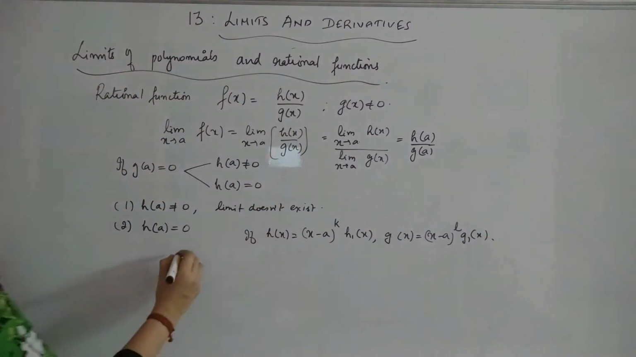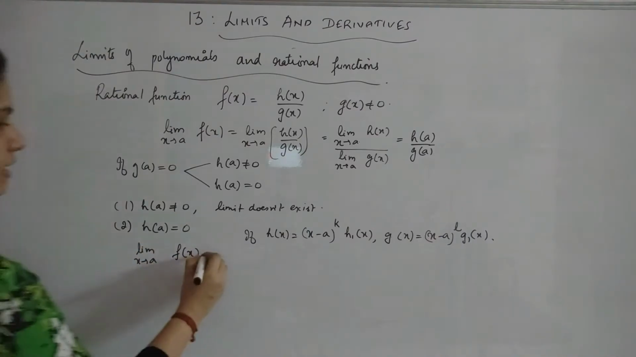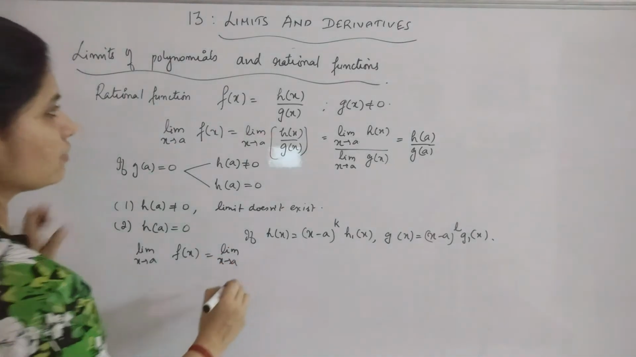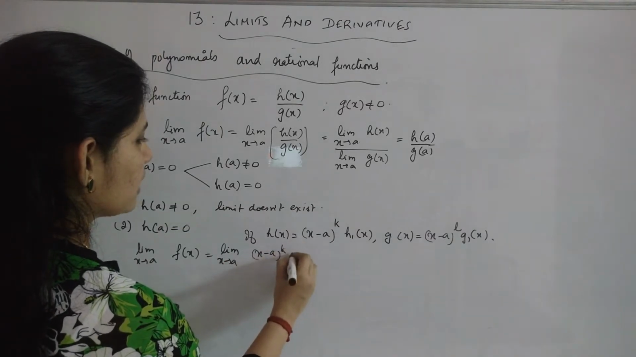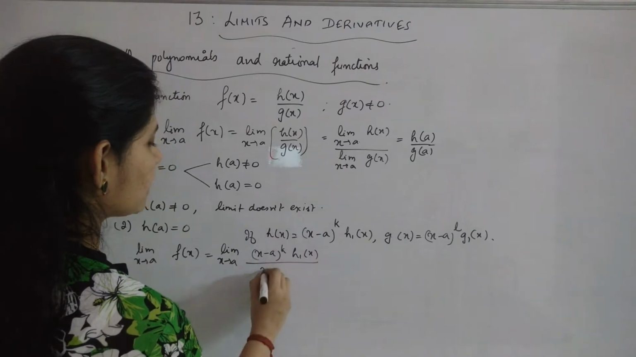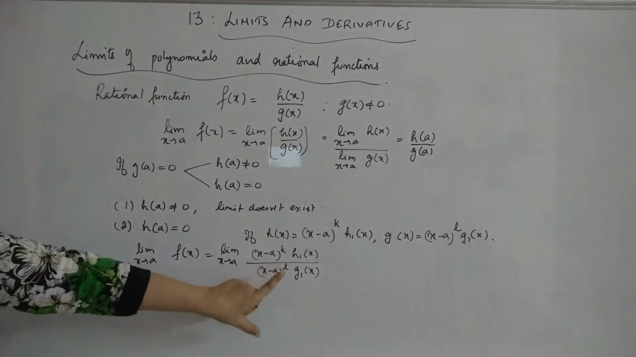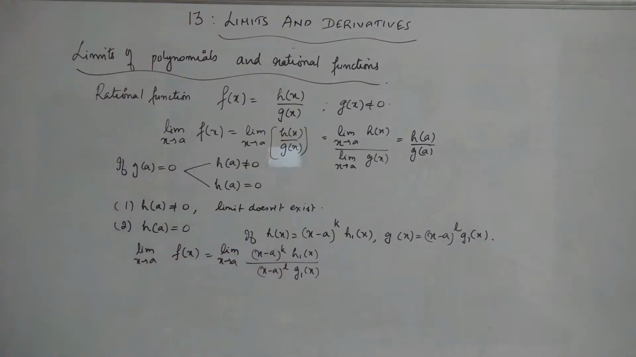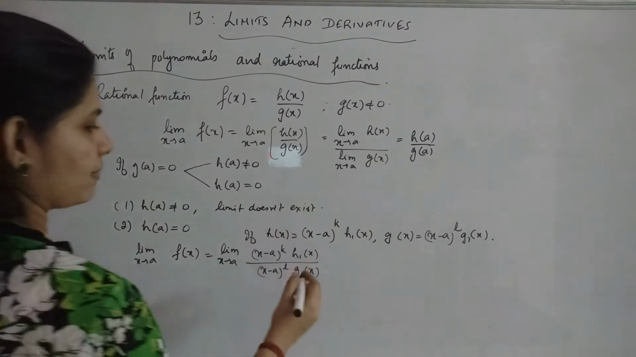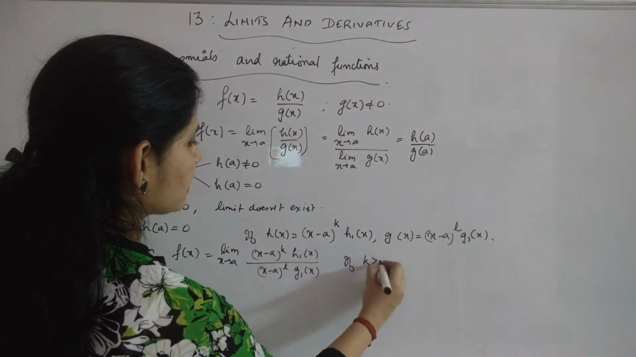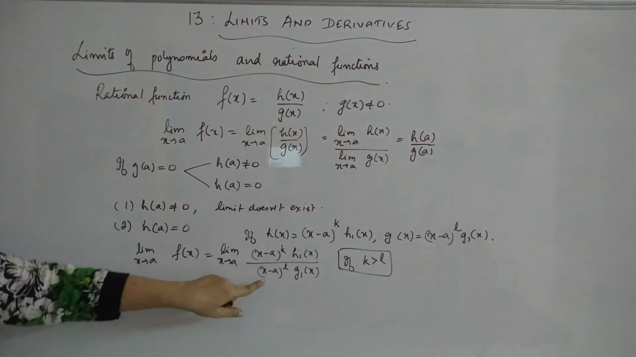Now we will see what will happen to f of x, or the limit x tends to a, f of x. We are just replacing the values for h of x and g of x. What h of x has been taken as is x minus a the whole raised to k into h1 of x, divided by x minus a the whole raised to l into g1 of x. Now here again you have two cases, that is either k can be greater than l, that is the power of this can be greater than the power of that. I am taking k greater than l. So when you have k greater than l, that means in the denominator this term will be completely gone.